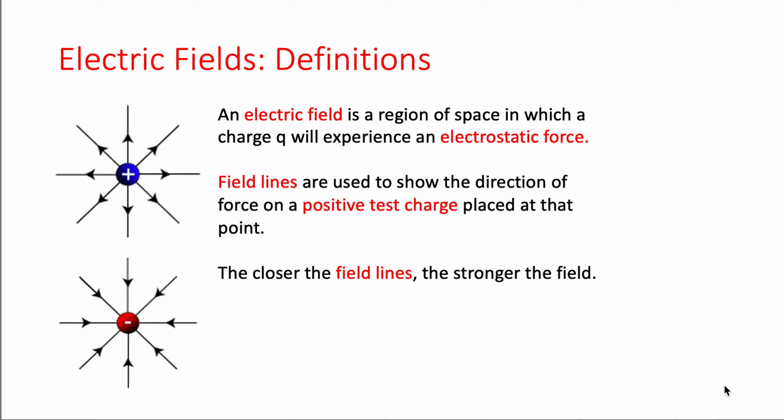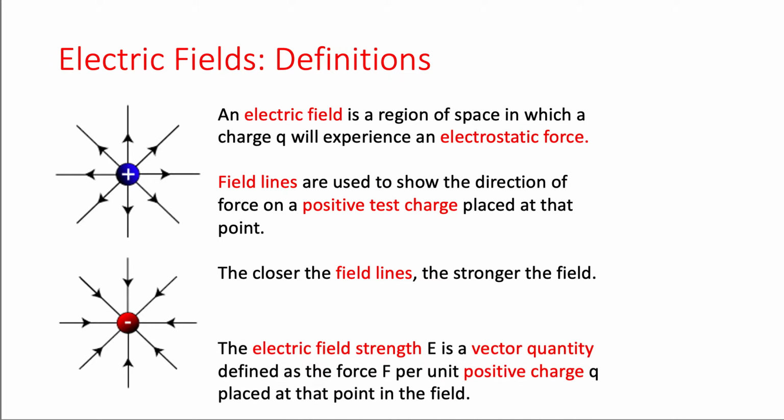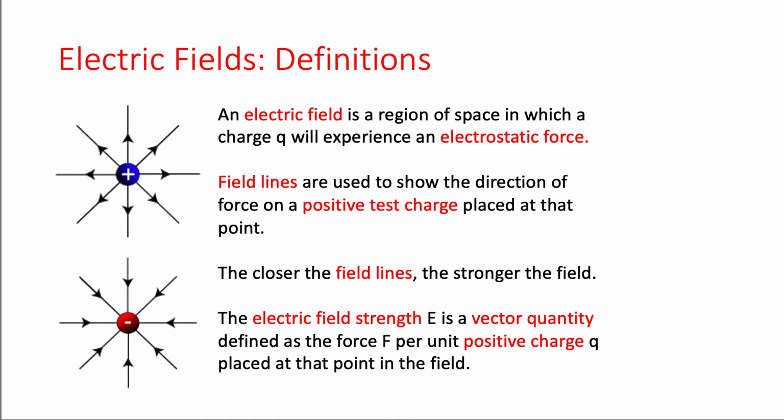This ties in with our definition of electric field strength, which is very similar to gravitational field strength. So I'll just put it up. The electric field strength, E, firstly it's a vector quantity. Okay, we'll talk about that in a second. And it's defined as the electrical or electrostatic force per unit positive charge placed at that point in the field. Okay, let's have a think about what that means.